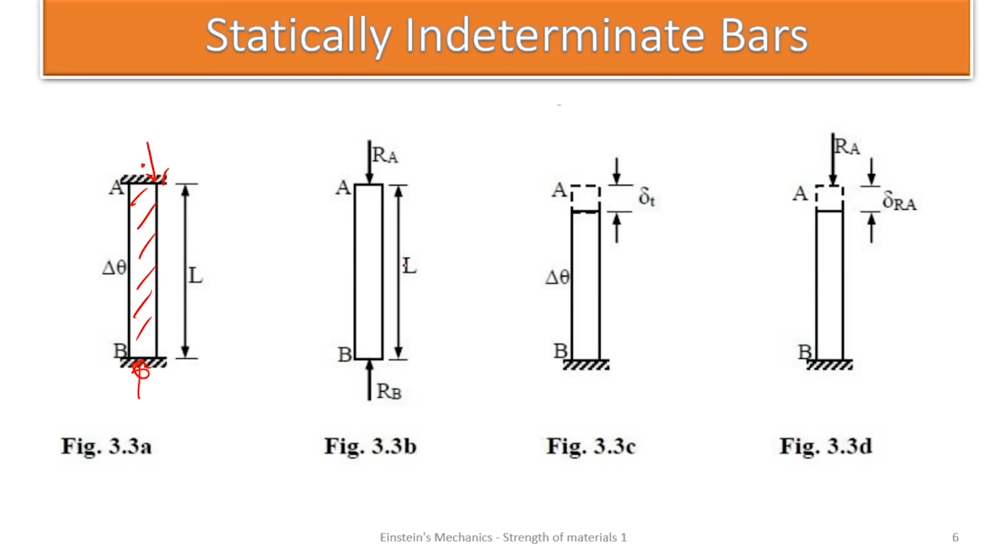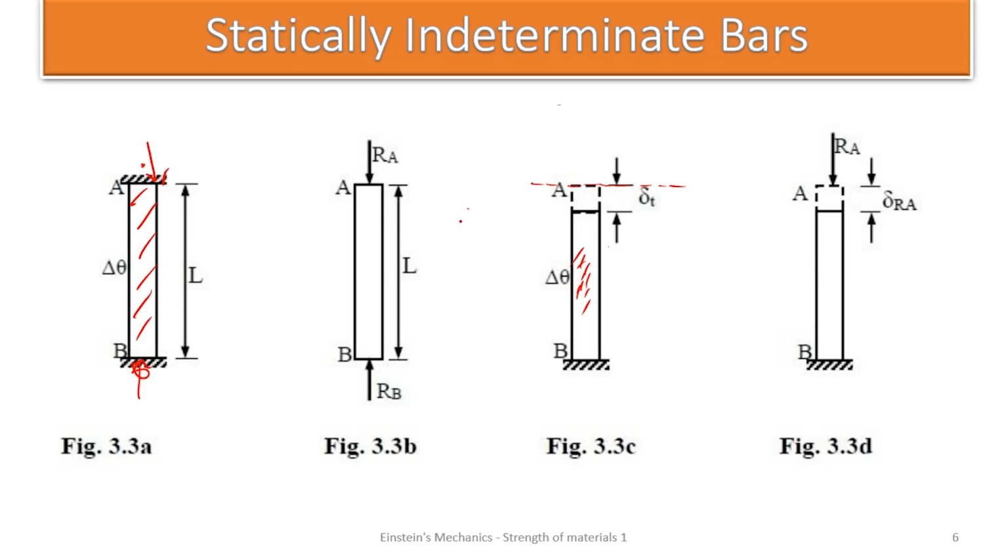There's a temperature change in this bar. And if the temperature change was positive or high, this bar is to elongate. But since it is fixed, the elongation is not going to happen. It's not going to be possible because now it is fixed. So it is going to induce stress inside the member.